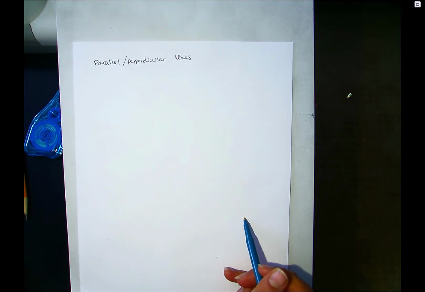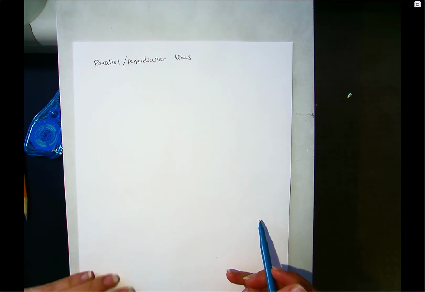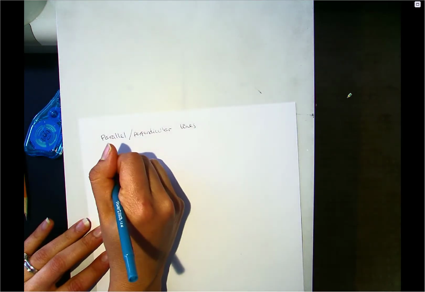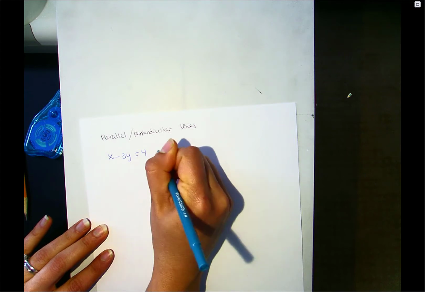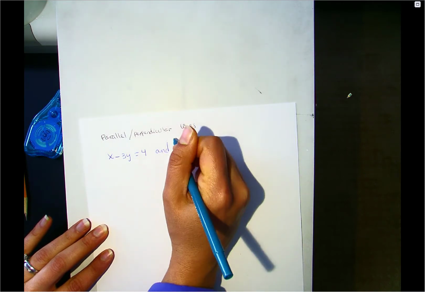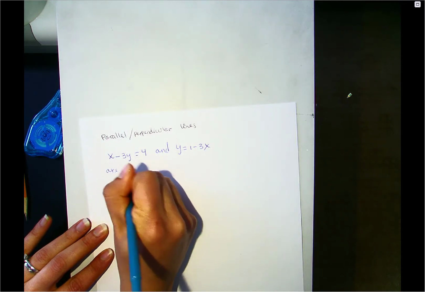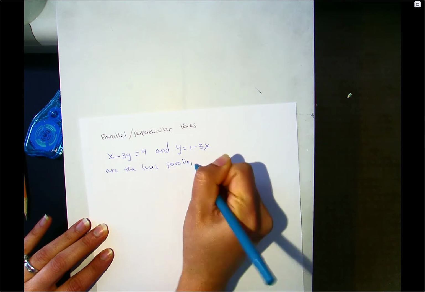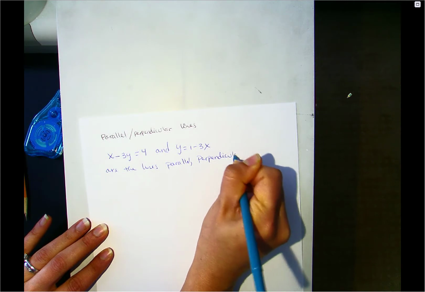So, back to talking about parallel and perpendicular lines. So something that you might get are determine whether the following lines are parallel, perpendicular, or neither. So if I have x minus 3y equals 4 and y equals 1 minus 3x, are the lines parallel, perpendicular, or neither?